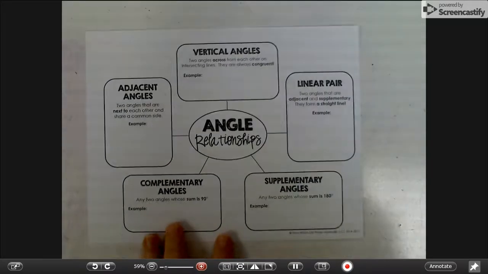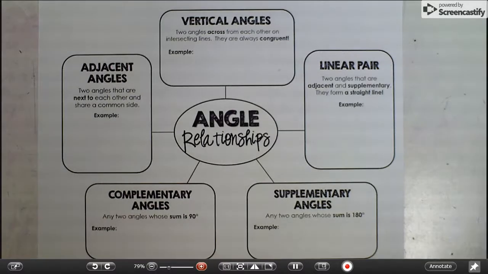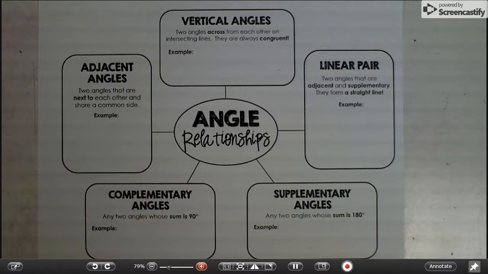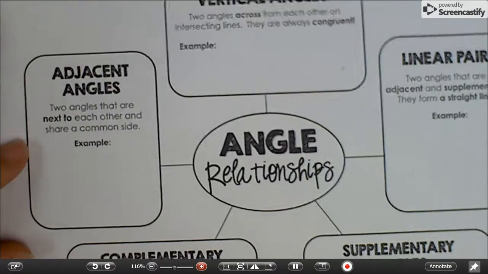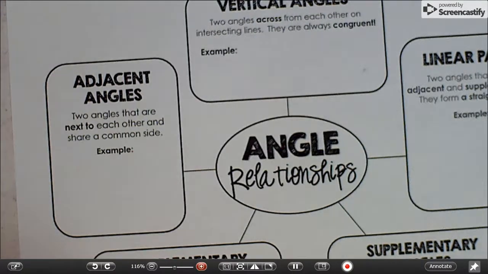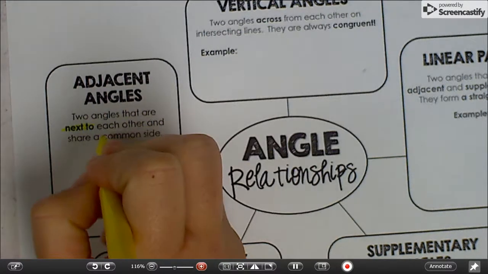Hi, welcome to angle relationships. So we're just going to talk about the main angle relationships at the beginning of geometry, and we'll start with the one we use the least. The one that we use the least is adjacent angles. Angles that are adjacent to each other are next to each other, and that means they share a common side.